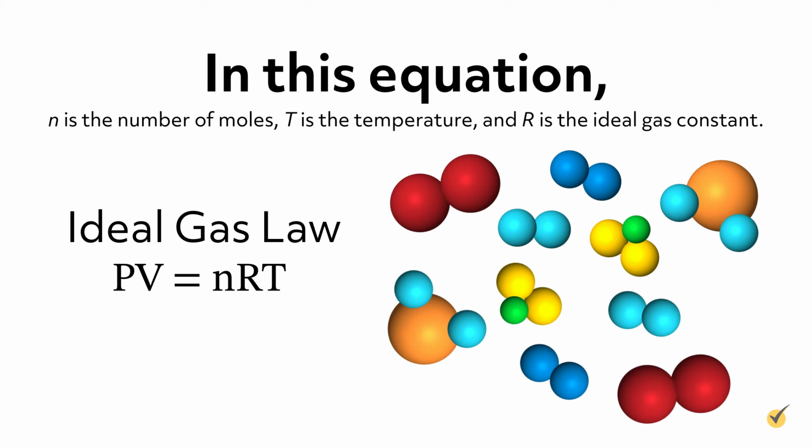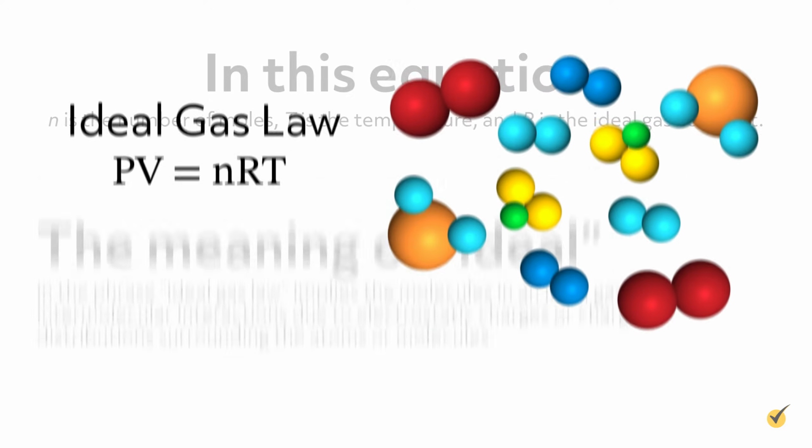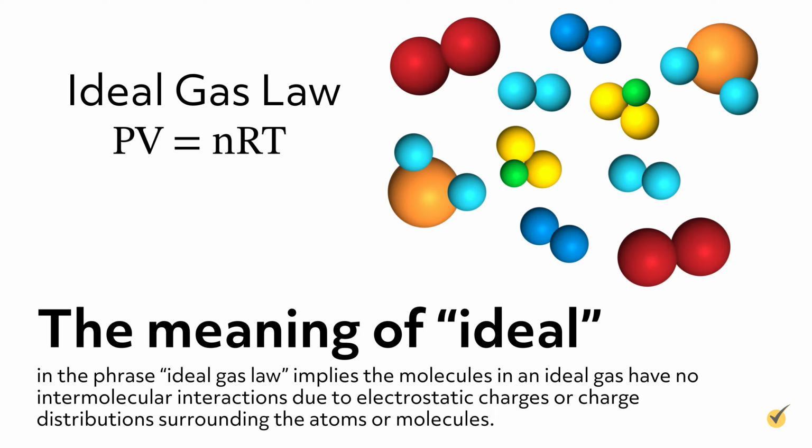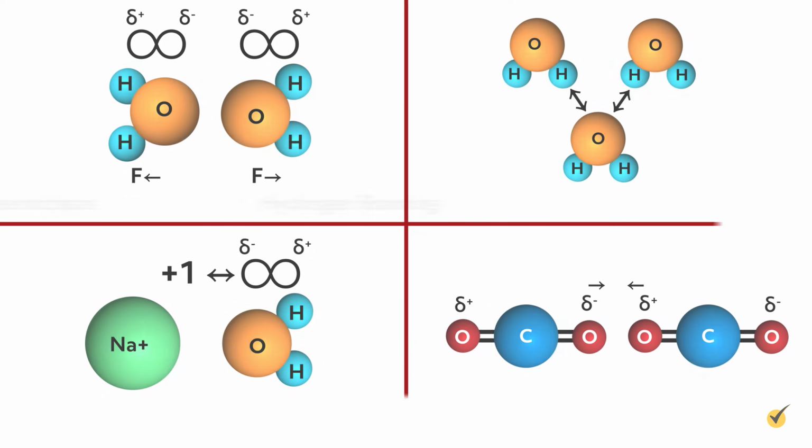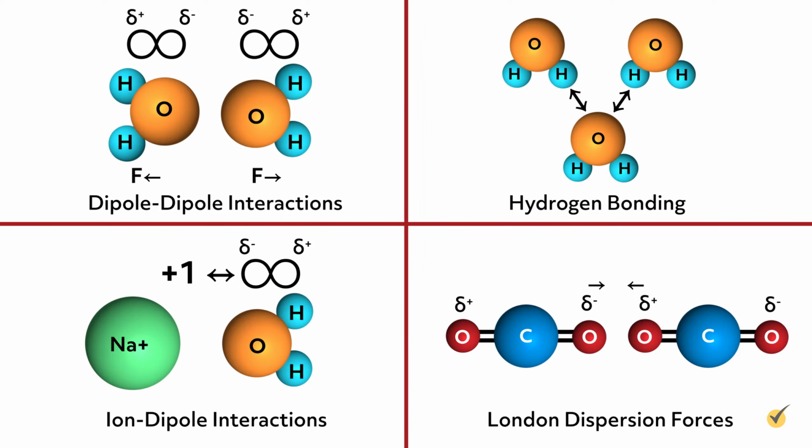As we talk about Boyle's law, it's important to have a qualitative understanding of the inverse nature that this law indicates. To do this, let's put this law in the context of what is known as the ideal gas law. In this equation, n is the number of moles, T is the temperature, and R is the ideal gas constant. The meaning of ideal in the phrase ideal gas law implies the molecules in an ideal gas have no intermolecular interactions due to electrostatic charges or charge distributions surrounding the atoms or molecules. The general term for intermolecular interactions is van der Waals forces.